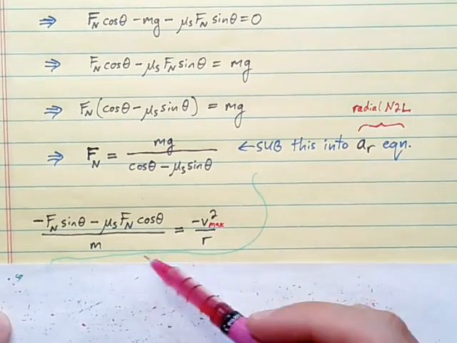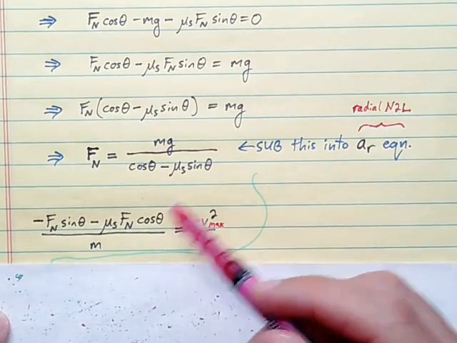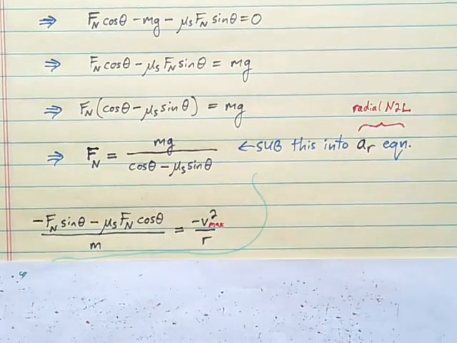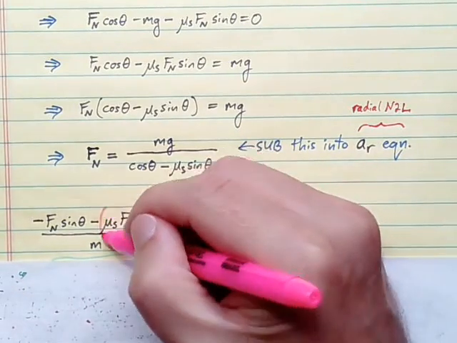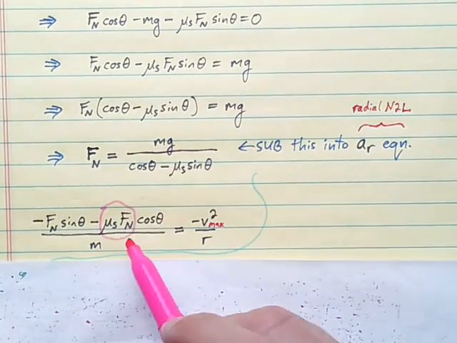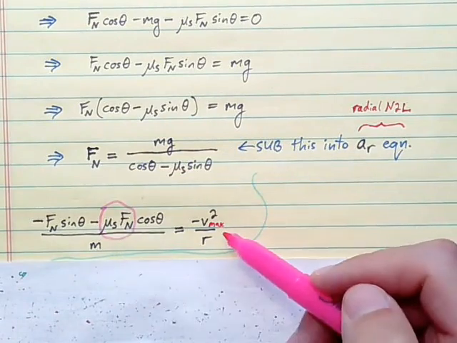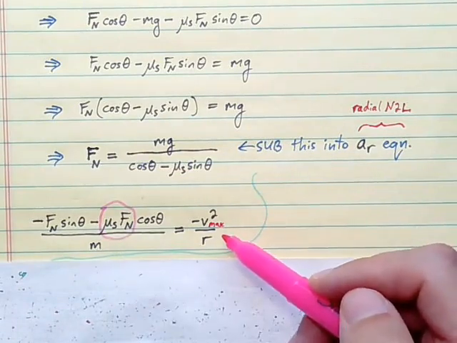Okay, so this is our radial N2L equation, and I've replaced the static friction with its maximum value right there, mu s Fn for max static friction. So I'm making static friction work as hard as possible. That means I'm going to be solving for the maximum possible speed here before we break static friction and begin to slide.